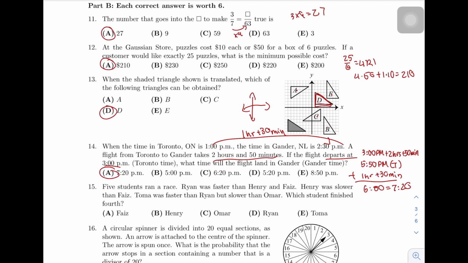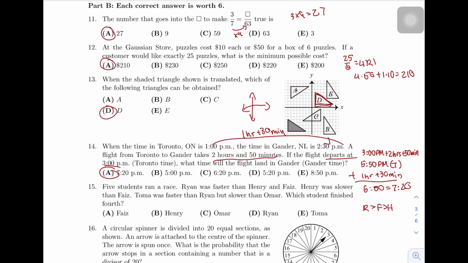Number 15. 5 students ran a race. Ryan was faster than Henry and Faze. Henry was slower than Faze. Toma was faster than Ryan, but slower than Omar. Which student finished 4th? So Ryan was faster than Faze, but Faze was also faster than Henry.